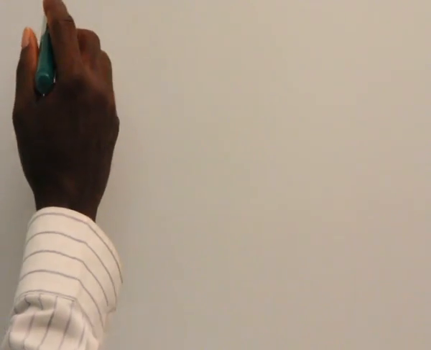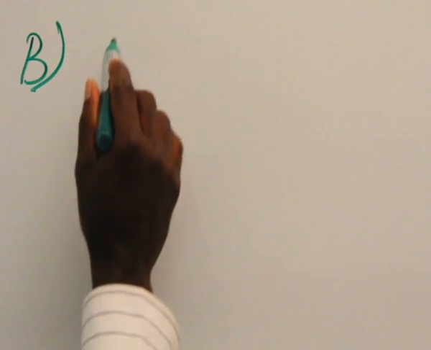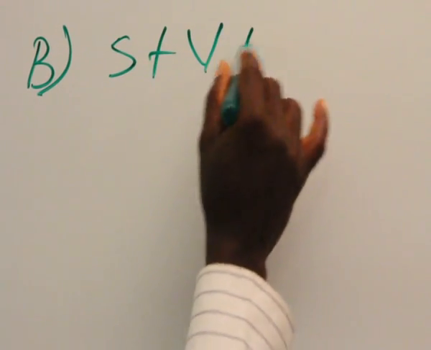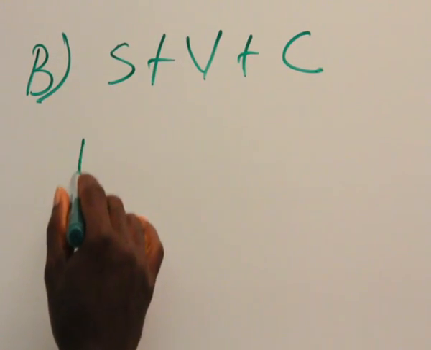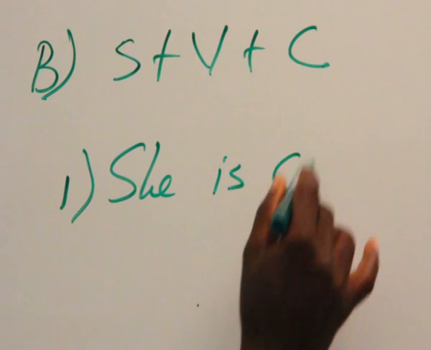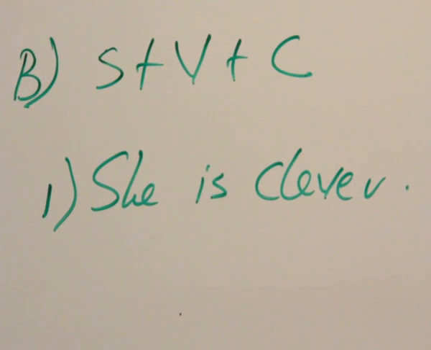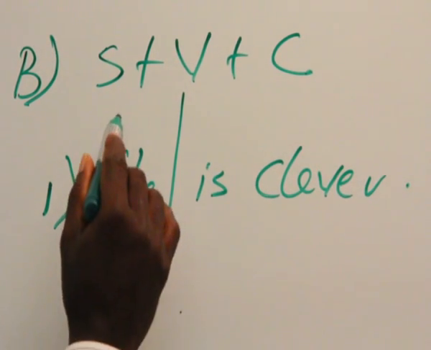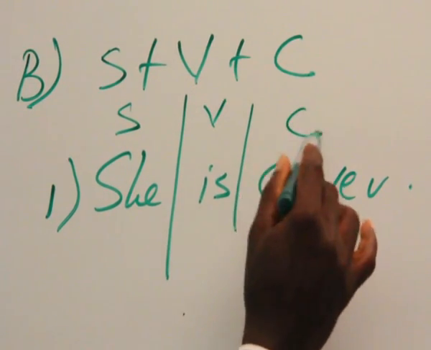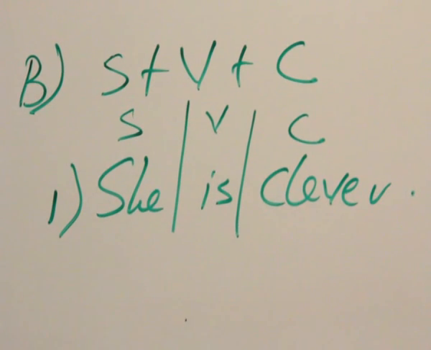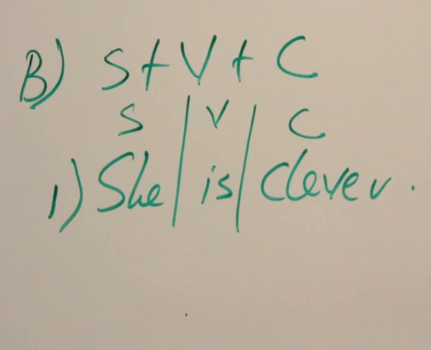We move on to B. For this, we are taking the structure S plus V plus C. We'll take our example 1. She's clever. In this case, we have subject, we have verb, we have complement. Alright? So this is the SVC.